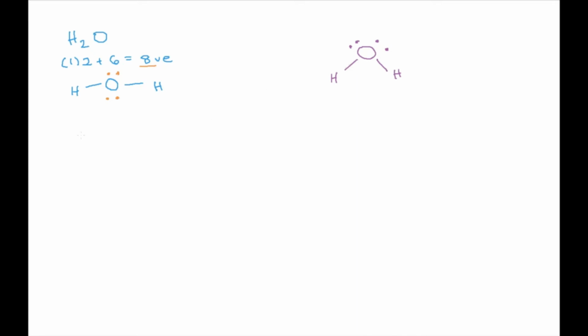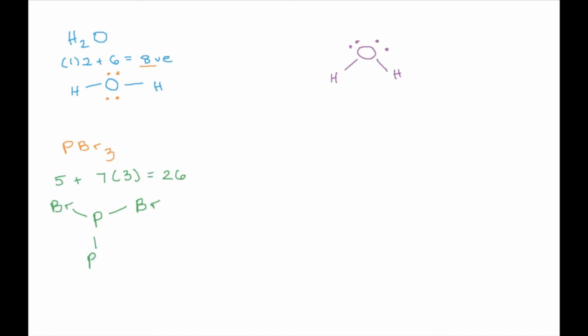We've got PBr3. So for PBr3, I've got to first count my total number of electrons. So for phosphorus, I have 5 valence electrons. For bromine, I have 7, so it's going to be 7 times 3, so I'm going to have a total of 26 valence electrons. So if I draw this without thinking about my VSEPR model, I'm just going to share electrons. So I have 1, 2, 3 bromines coming off of this.